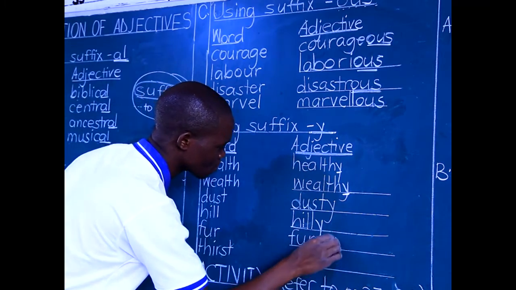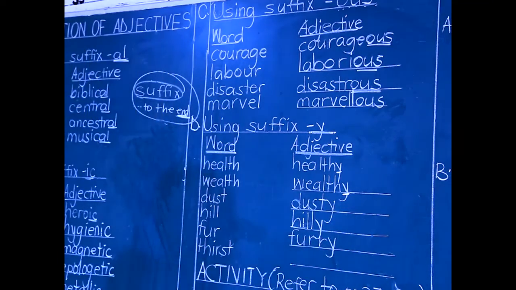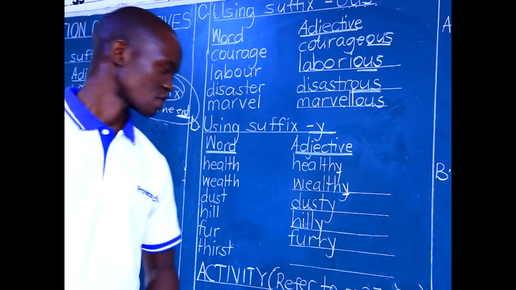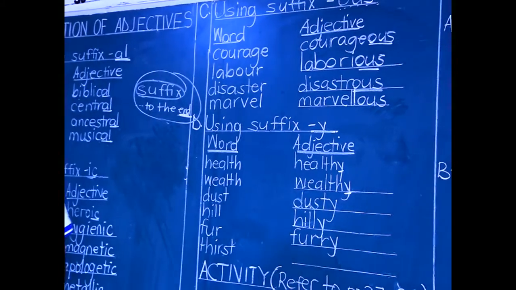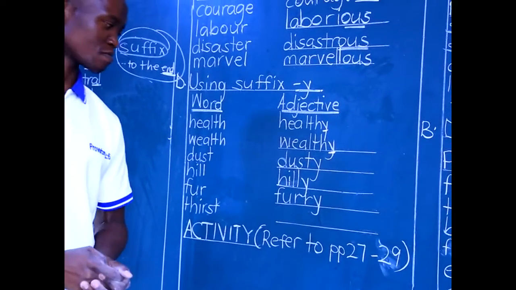F-U-R-R. Check the spelling change. F-U-R-R-Y. Furry. We have furry animals. Animals with a lot of fur. If you've ever seen a bear, it's one of them.